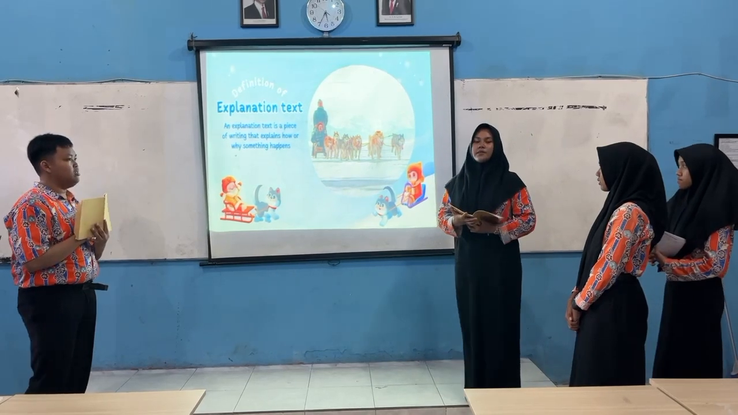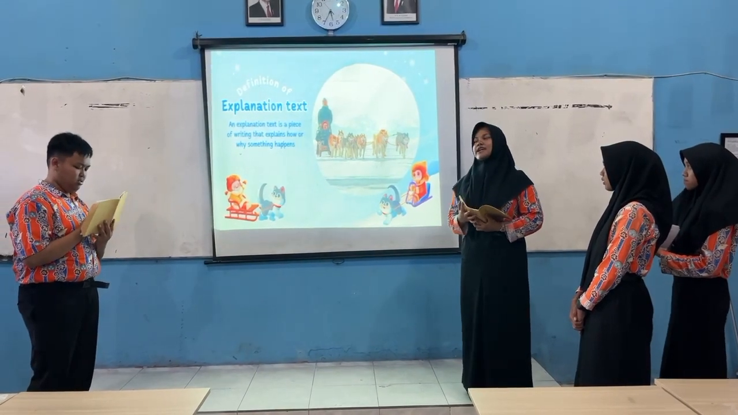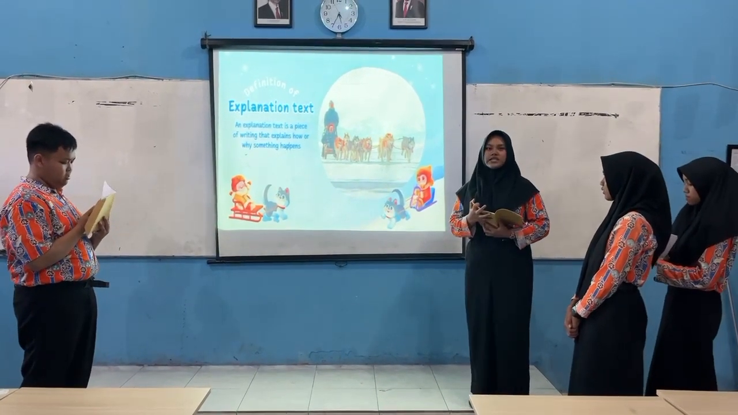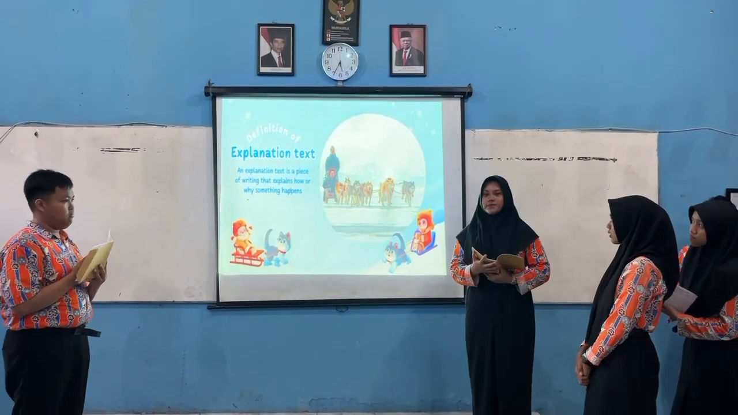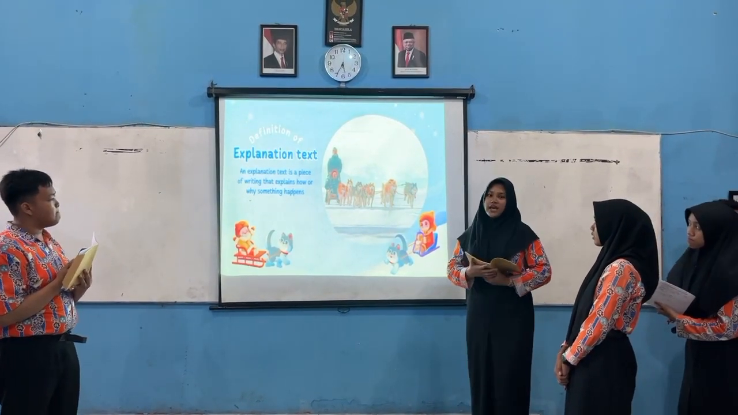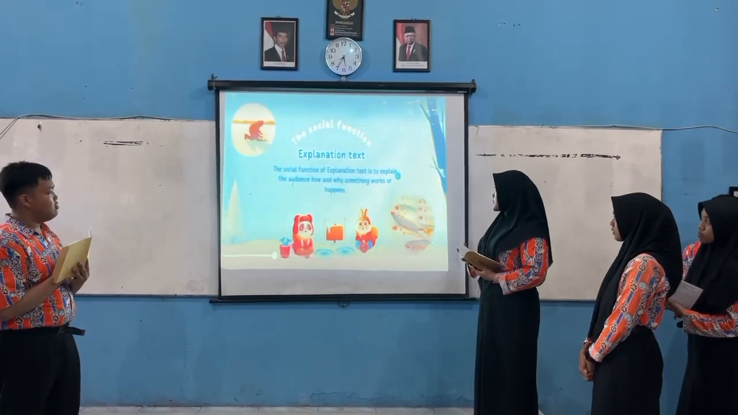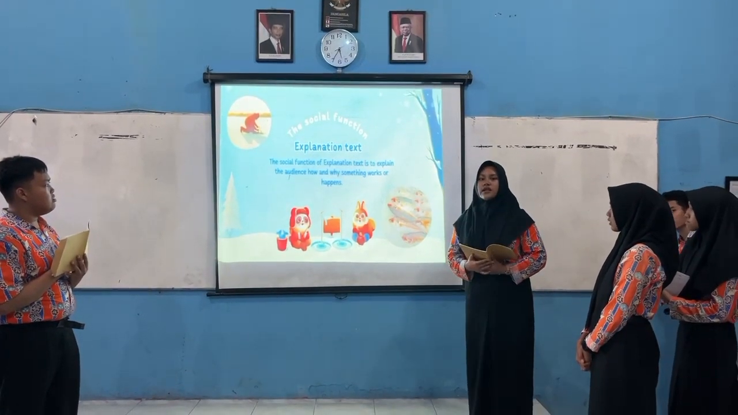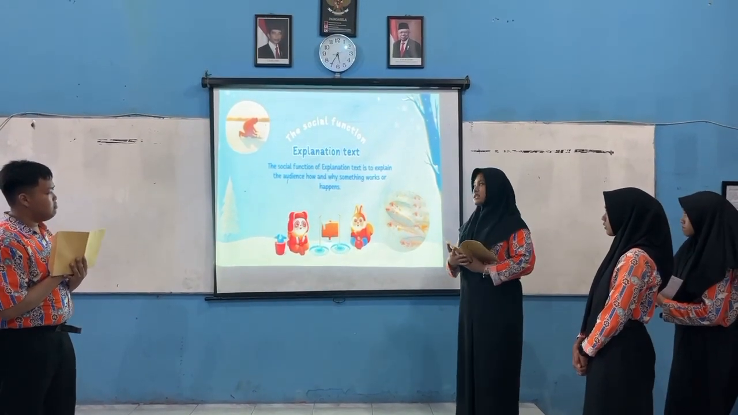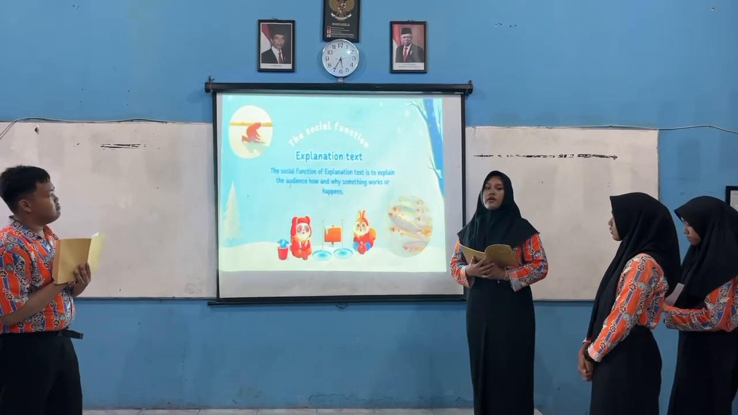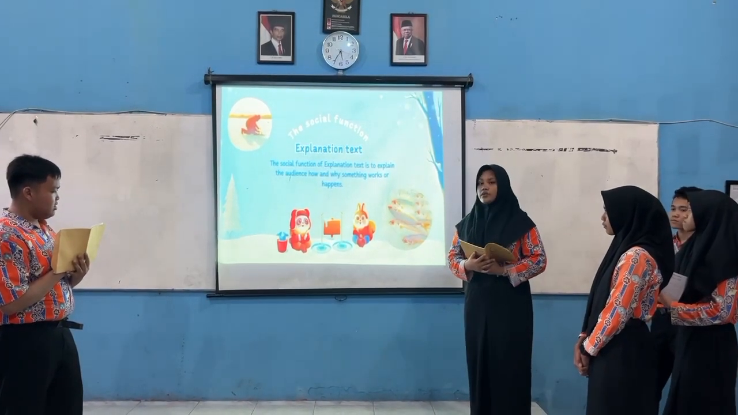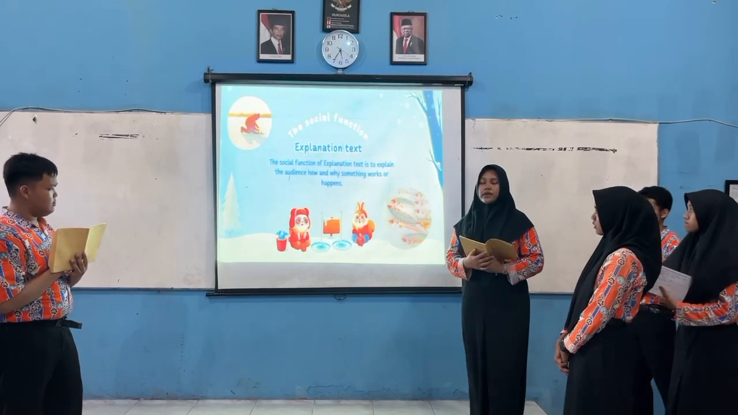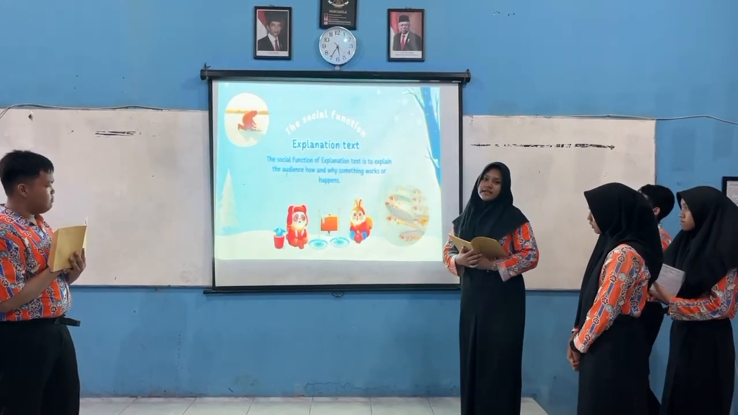Okay, here I will explain about the definition of explanation text. An explanation text is a piece of writing that explains how or why something happens. Next, about the social function of explanation text. The social function of explanation text is to explain to the audience how and why something happens.